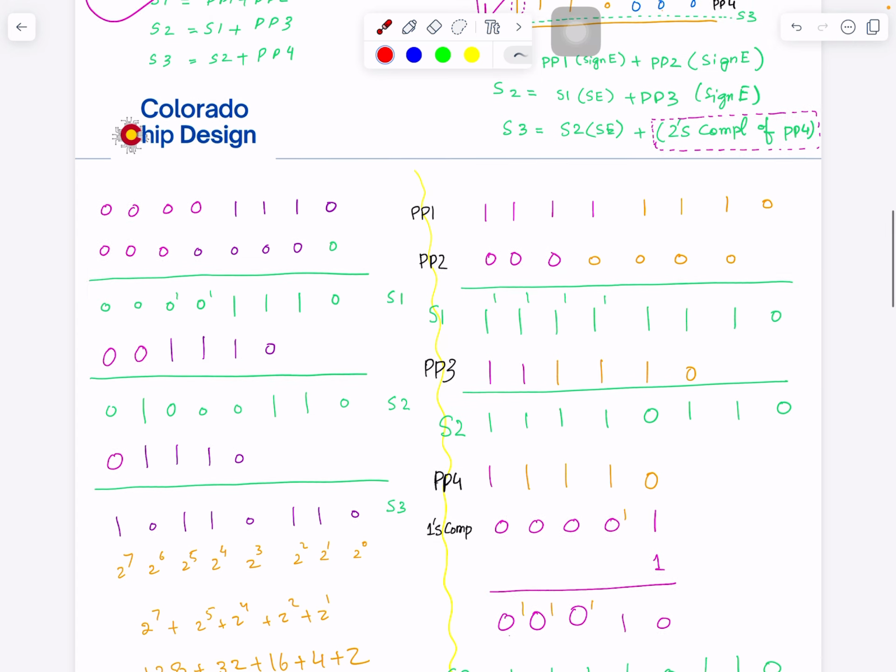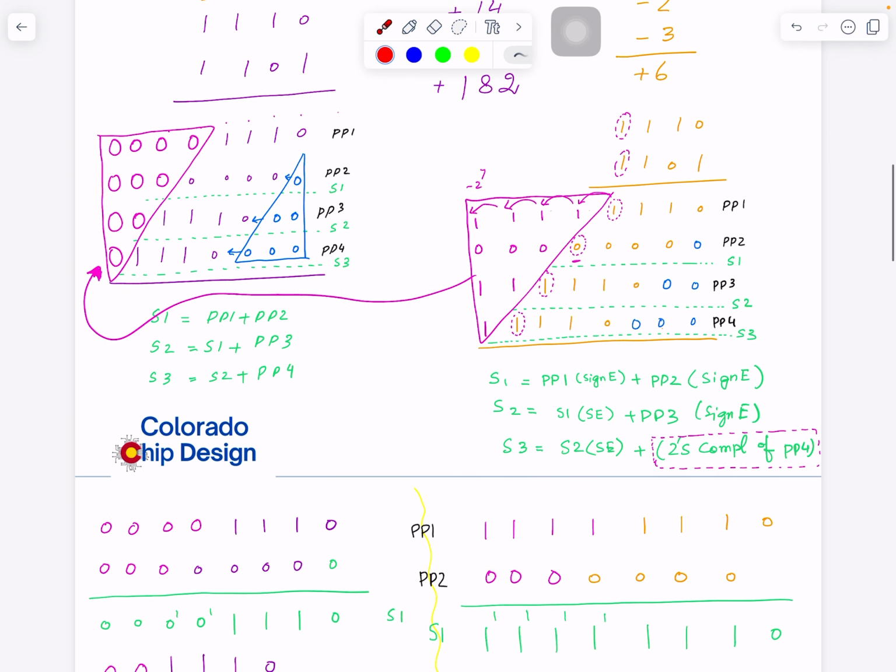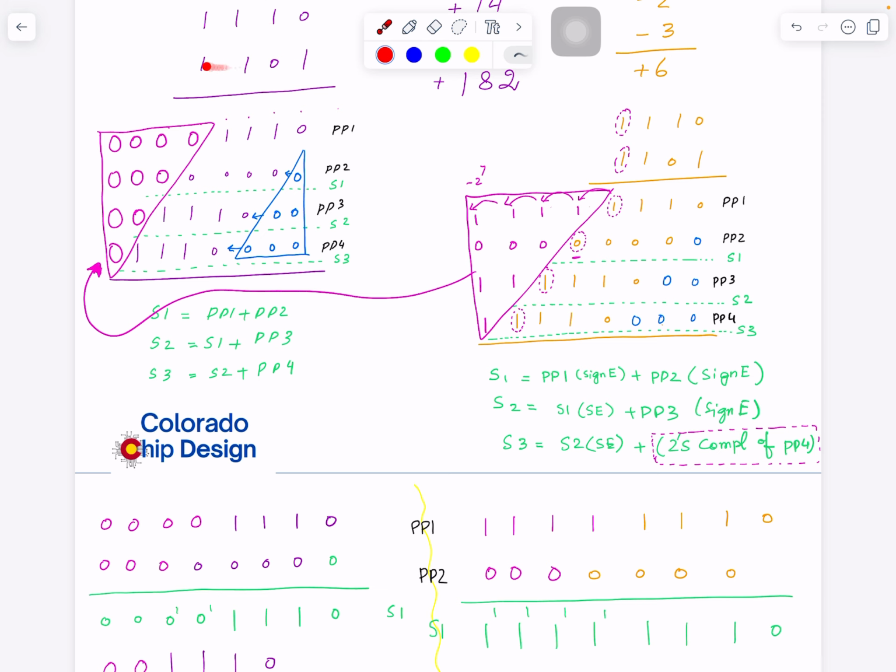Okay, let's do this. This is the first number, this is the second number, and the first step is to generate partial product 1, then partial product 2, and then create S1. For that you need partial product 1 and 2. How do you create partial product 1? You already know it, but let me explain it. You multiply 1 with this entire multiplicand. So the whole multiplicand comes down.